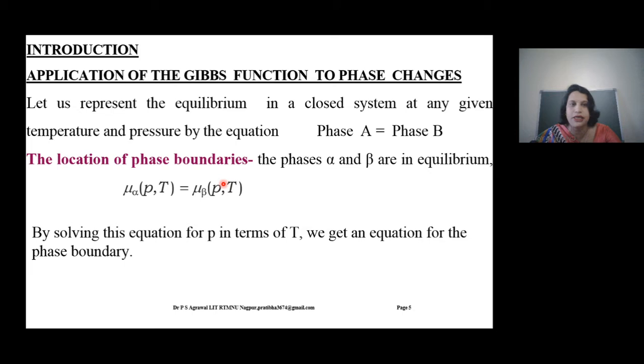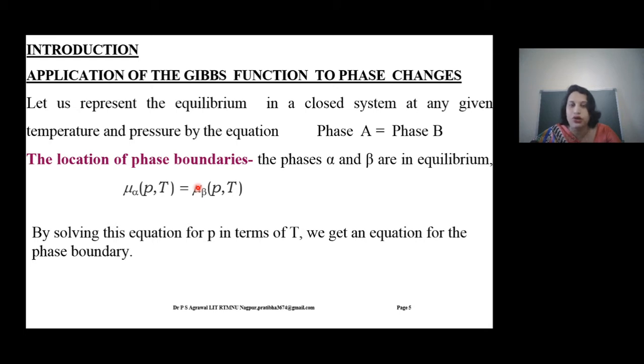Now let us represent the equilibrium in a closed system at any given temperature and pressure. Now, as we have two phases, phase A and phase B, the system is at equilibrium at constant temperature and pressure, so any transfer of matter between phase A and phase B occurs with a change of 0 in the Gibbs function. That means the Gibbs function for both the phases should be the same.